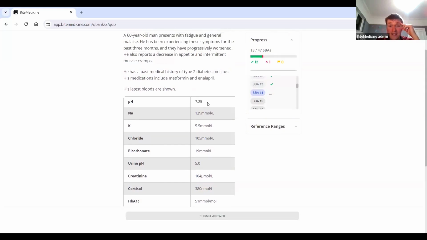pH. Okay, so he's acidemic. Sodium is 129, hyponatremic. Borderline hyperkalemic. What's that chloride doing? Do we have a chloride? So chloride, upper end of normal. Bicarbonate is low. So if he's low bicarbonate, that might explain his acidemia. His urine pH, is that low? I mean, it's acidic, but is it extremely acidic? We'll go with that being acidic.